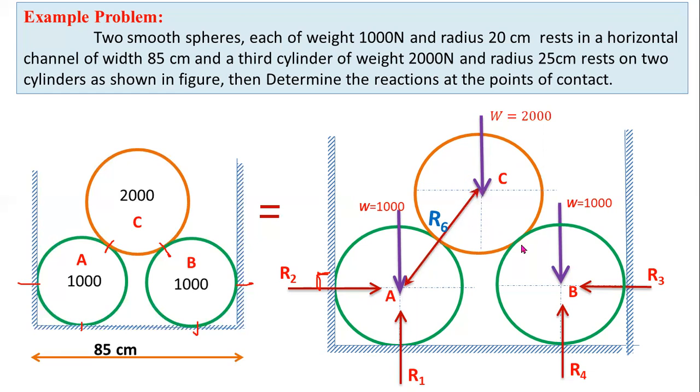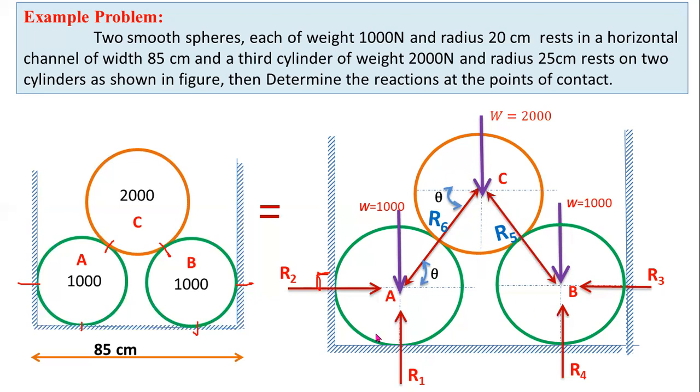In a similar way, here also there is a contact between these two surfaces. These two surfaces are also mobile surfaces. So you have to consider a reaction force R5. This R5 reaction force is also equal and opposite. So here for this cylinder, you have to consider downward reaction. For this cylinder, you have to consider upward reaction.